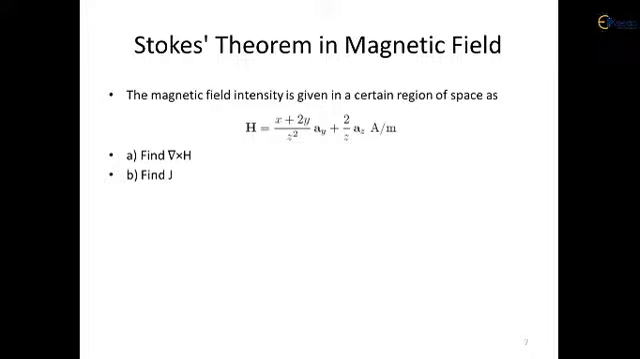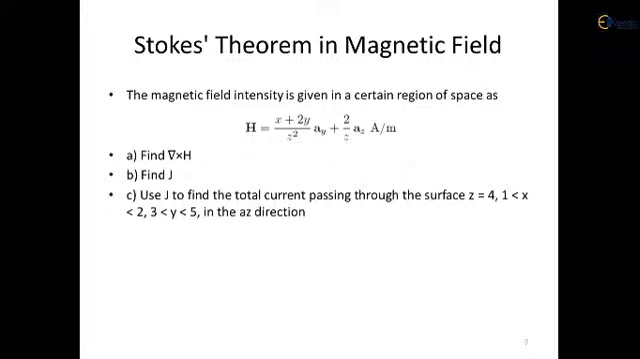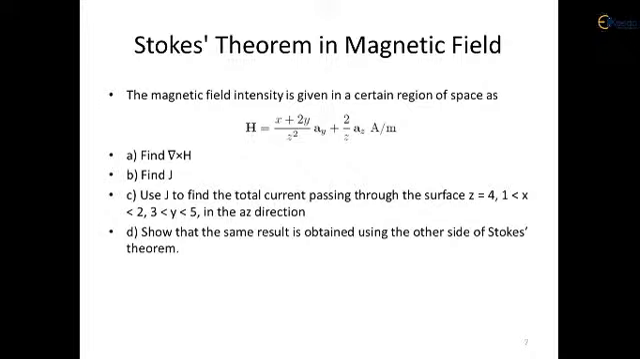Now based on the value that can be determined as a solution for part B here, in part C it is said to use this value of J to find the total current passing through the surface Z is equal to 4, X ranging between 1 to 2, then Y ranging between 3 to 5 in the az direction here. And lastly, in part D we are asked to show that the same result is obtained using the other side of the Stokes theorem. So this is the problem statement we have.